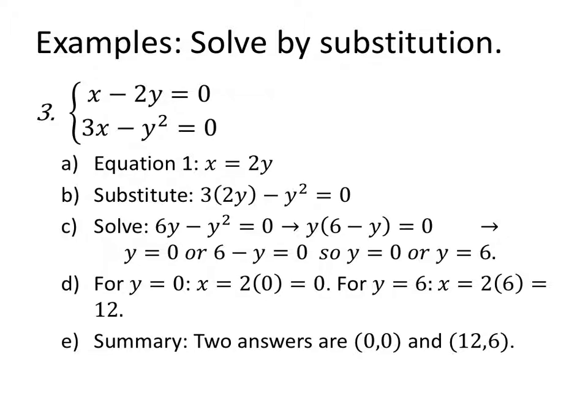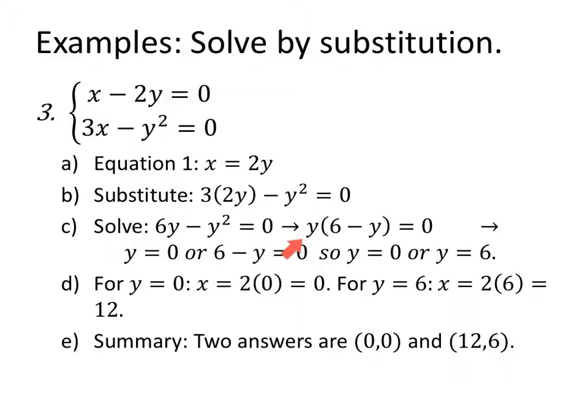Alright, another example. X minus 2y equals 0 and 3x minus y squared equals 0. We can see that we're into the nonlinear now. Linear equations, always the variables, x and y, have power of 1. So we don't write the power. So in equation 1, I can easily find x equals 2y. In equation 2, I can substitute. So that's 3 times 2y minus y squared equals 0.